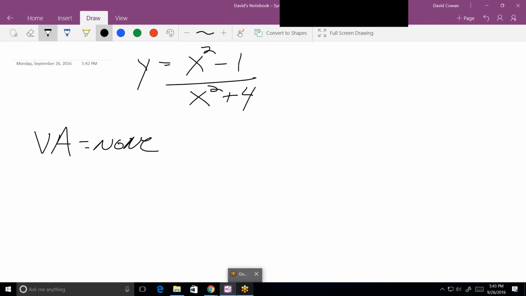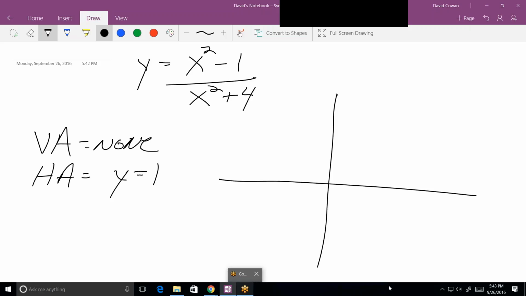How about horizontal asymptote? 1. Correct. y equals 1. Remember that asymptotes are always equations of lines. Well, I don't have any vertical asymptote. I have a horizontal asymptote at y equals 1. So my curve has to fit in that place there.